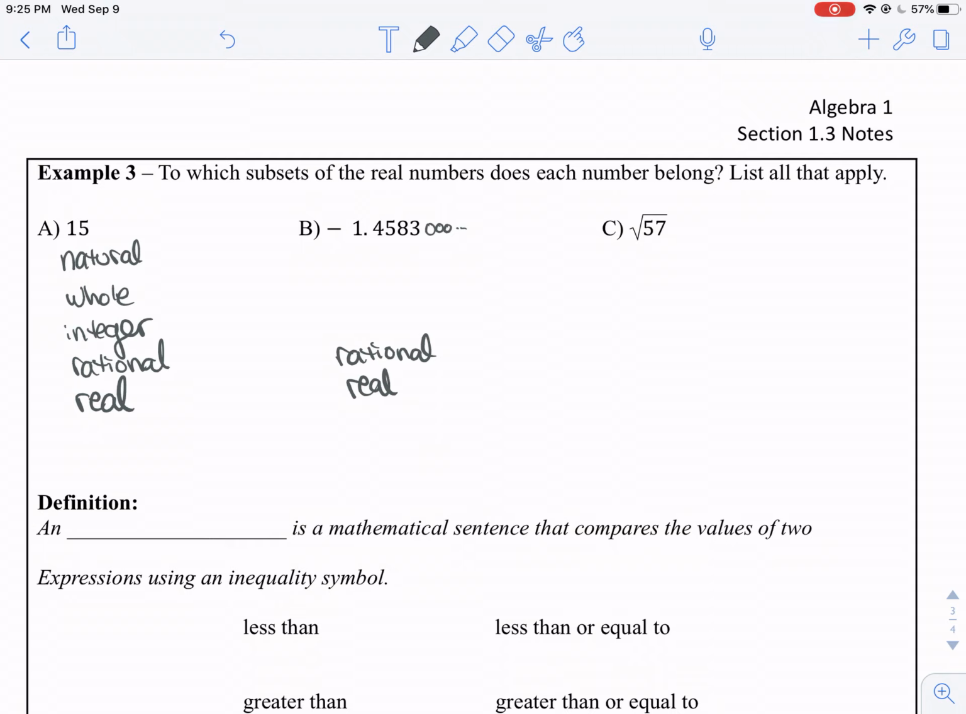Square root of 57, not even rational. It is irrational. And it's real. So there you go.